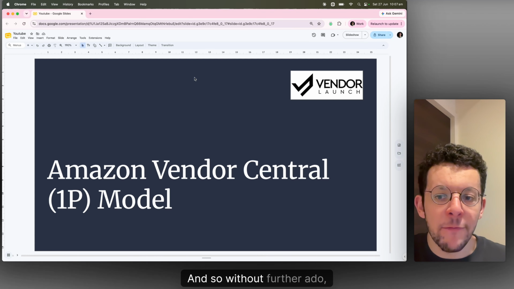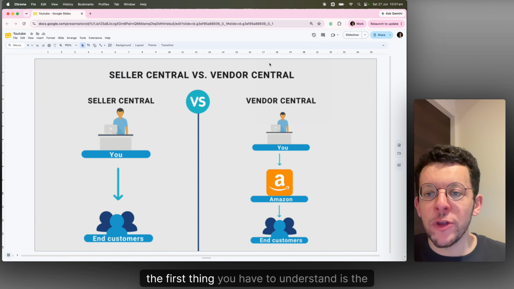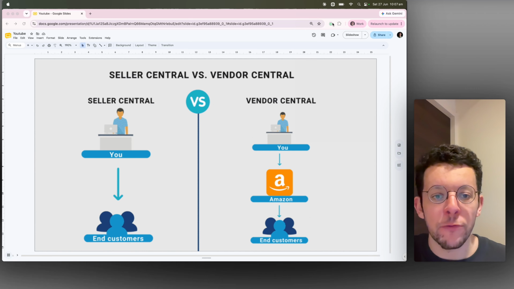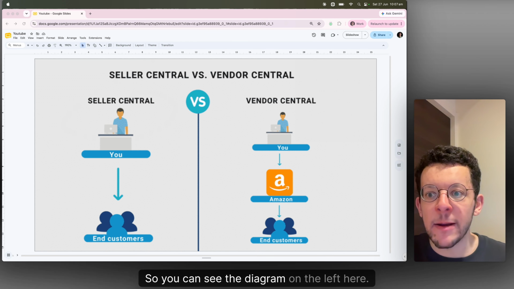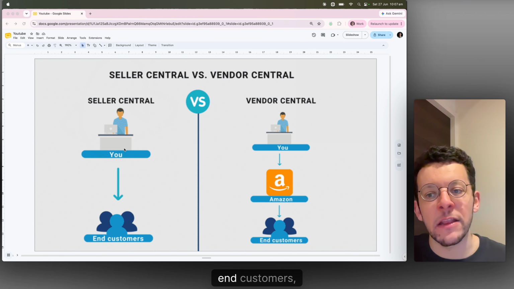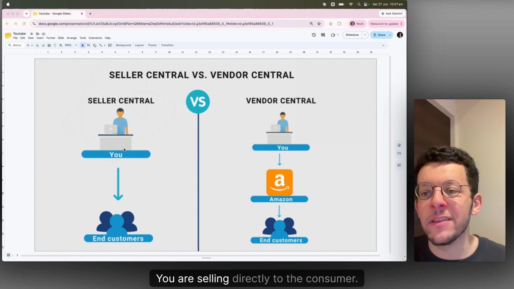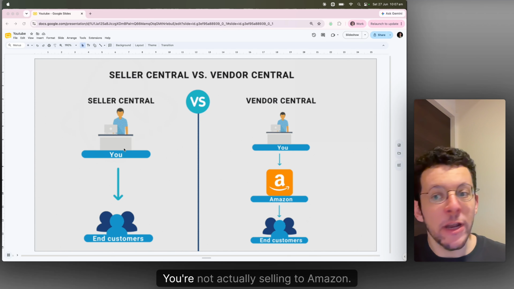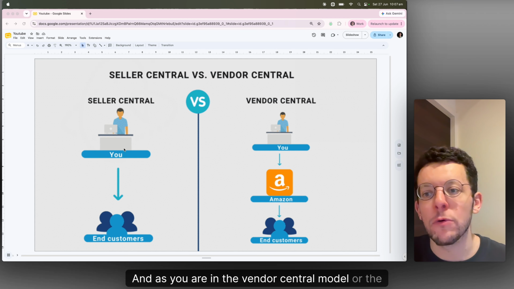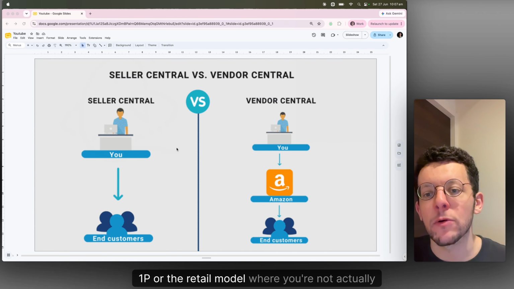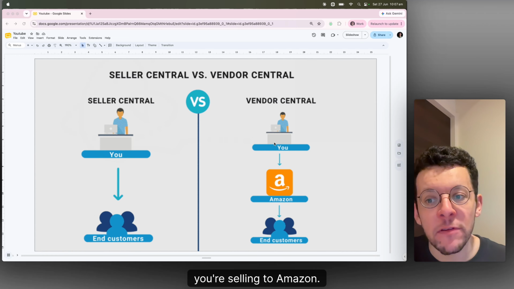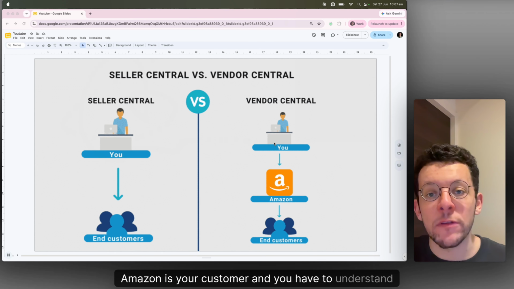And so, without further ado, the first thing you have to understand is the difference between Seller Central and Vendor Central. So, you can see the diagram on the left here. In Seller Central, you are supplying directly to end customers, right? You are selling directly to the consumer. You're not actually selling to Amazon as you are in the Vendor Central model or the 1P or the retail model, where you're not actually selling to the consumer. You're selling to Amazon. Amazon is your customer, and you have to understand that.